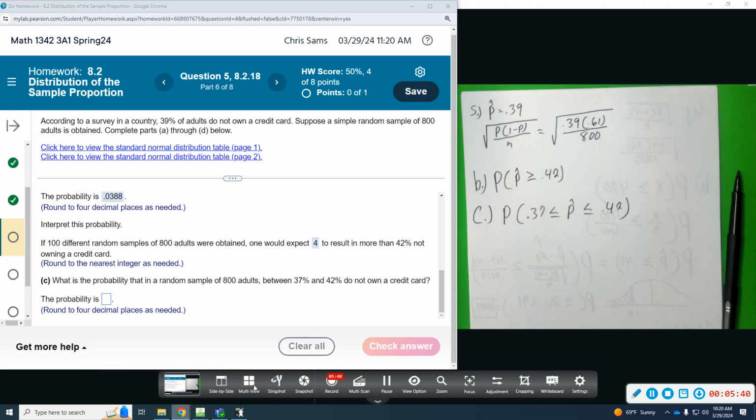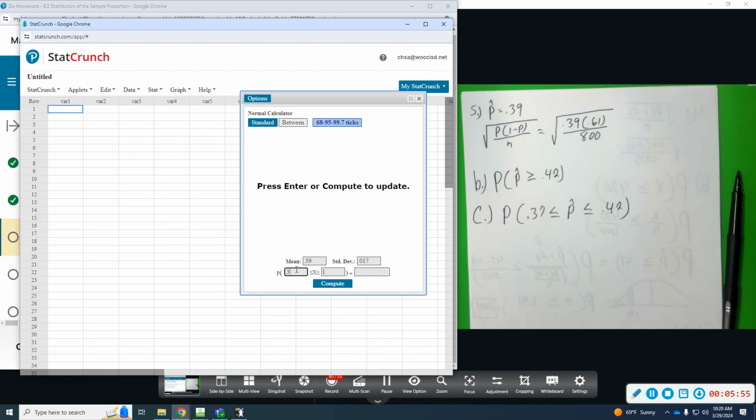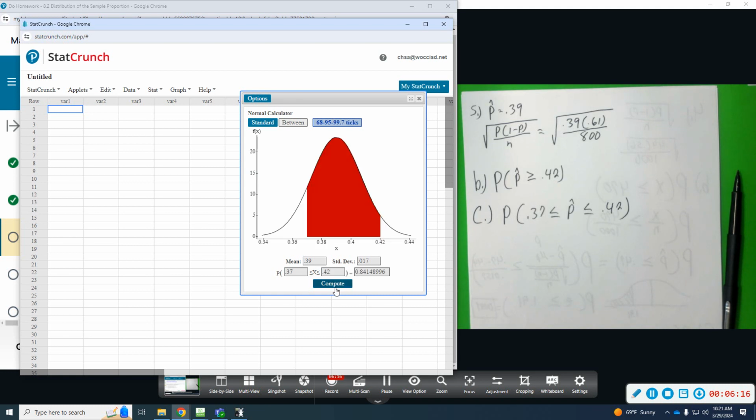Up here you have standard, and then you have between. If we click between, it will now do left and right ends. Mean is still 0.39, standard deviation is still 0.017. The between values will be 0.37 and 0.42. These are my two values. I'm sorry, I put it on the equal side. This is 0.37, and then this will be between 0.42. So between those two values, we would get 84.15%.